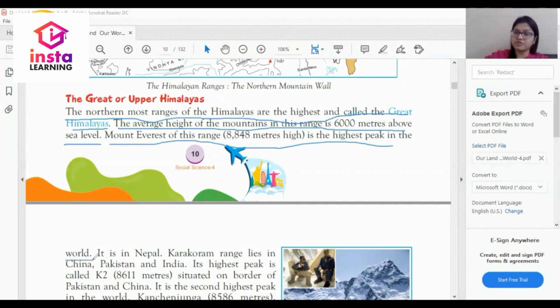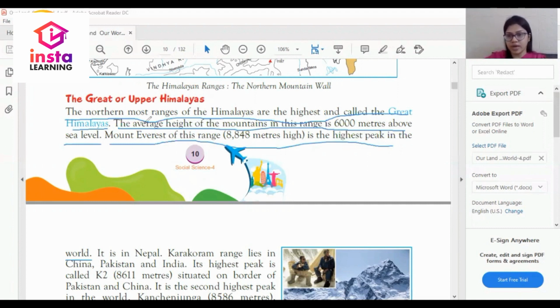Dear student, this is a very important question. What is the height of Mount Everest? The Mount Everest height is 8,848 meters. Which is the highest peak of the Great or Upper Himalayas? This is again a very important question. Mount Everest of the Great or Upper Himalayas is the highest peak. Mount Everest is the highest peak in the world.